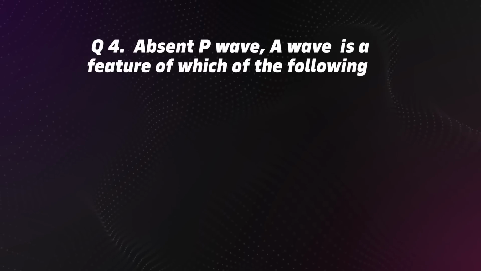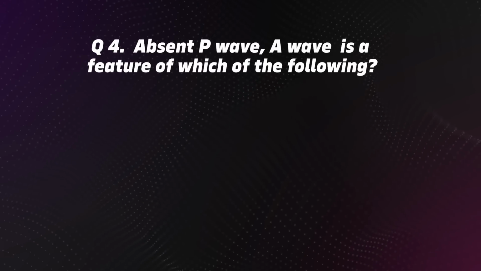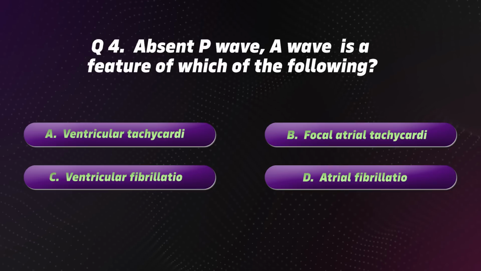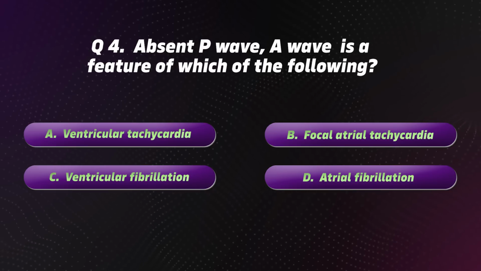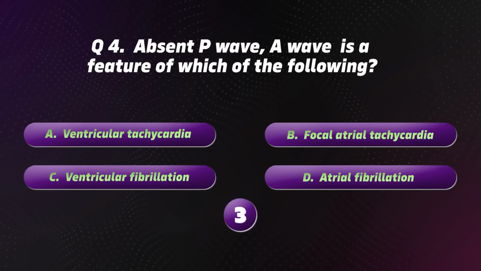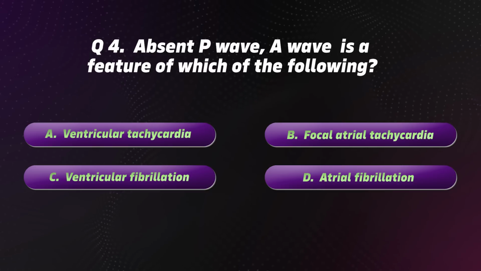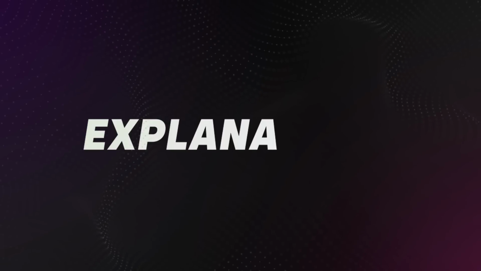Question 4. Absent P wave, a wave is a feature of which of the following? Here are the options. A. Ventricular tachycardia, B. Focal atrial tachycardia, C. Ventricular fibrillation, D. Atrial fibrillation. And the correct option is D. Atrial fibrillation. Here is the explanation.